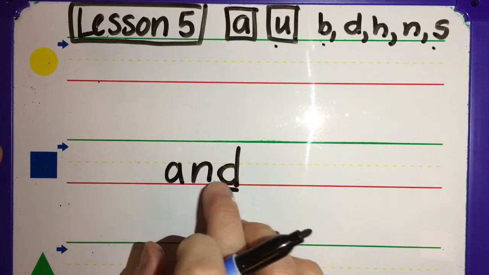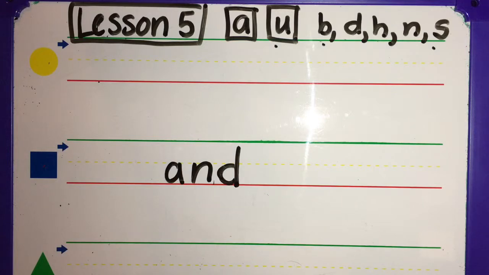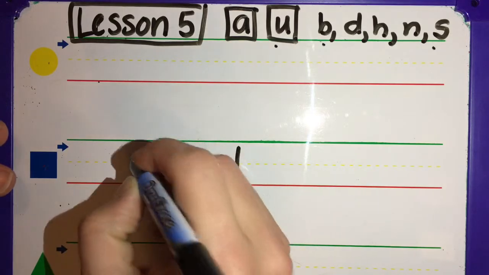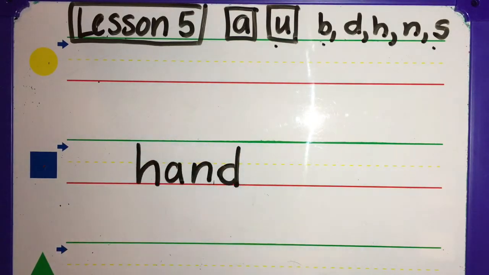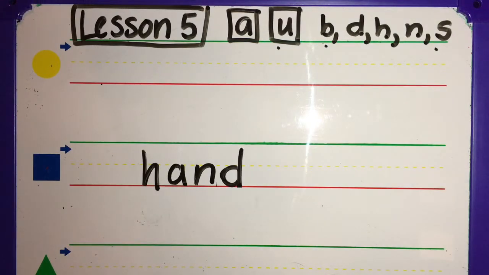Okay. Our next word will be adding one letter to make the word hand. Get ready to segment. A-N-D. Hand. Go ahead and add that H. Hand. A-N-D. Hand. The next word that we're going to spell is the word sand, as in we made a sand castle at the beach. Get ready to segment sand.